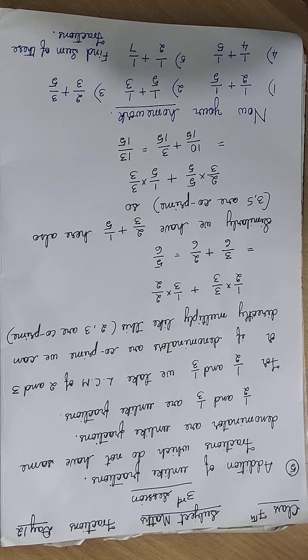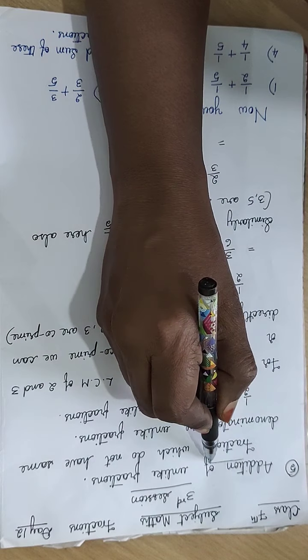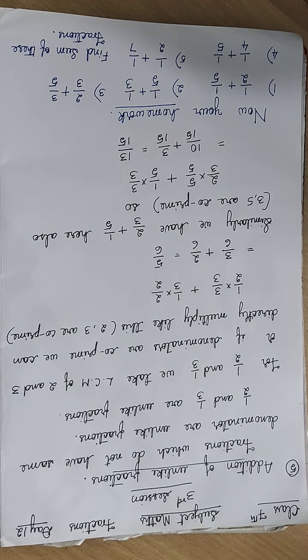So good morning students. In this session of fractions, which is the third session and class day 12, we discuss 7th class maths: addition of unlike fractions. In this session we learn addition of unlike fractions.